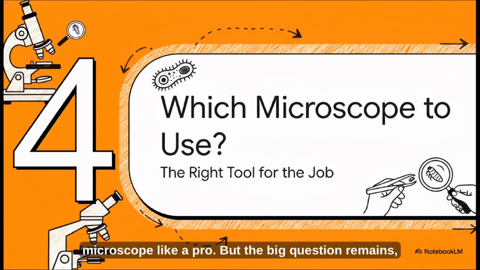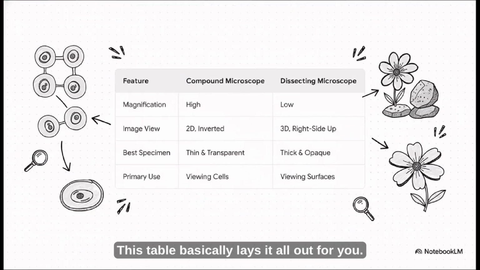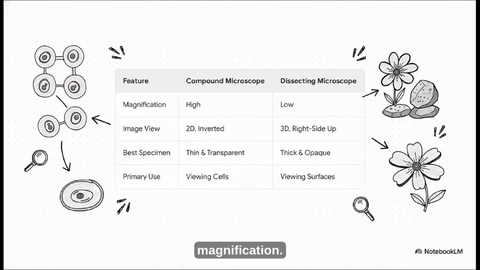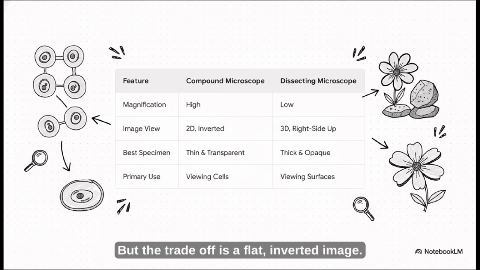So, you've now got the skills to use a compound microscope like a pro. But the big question remains, when should you grab that one, and when is the dissecting scope the better choice? Let's make that decision super easy. This table basically lays it all out for you. The compound scope gives you crazy high magnification, but the trade-off is a flat, inverted image. It's perfect for things that are thin and transparent, like bacteria or blood cells.